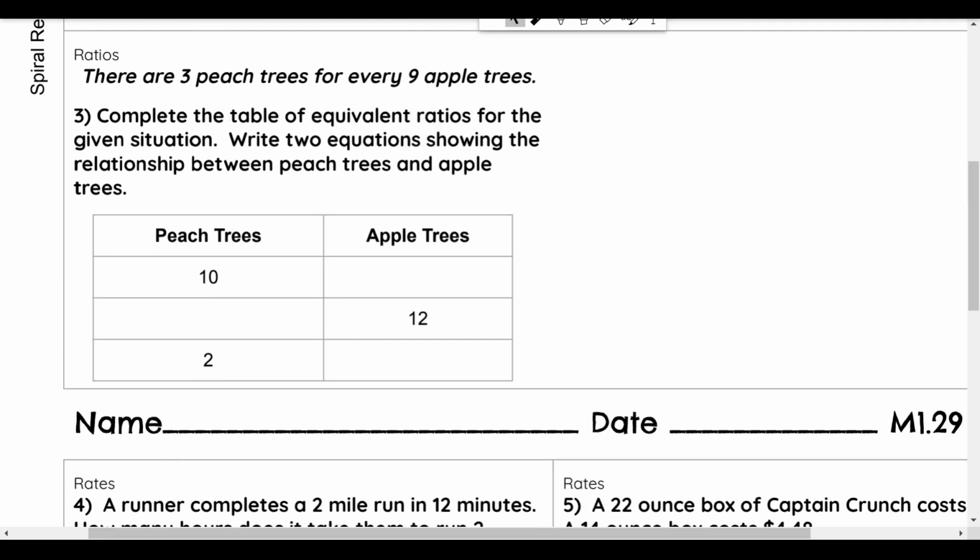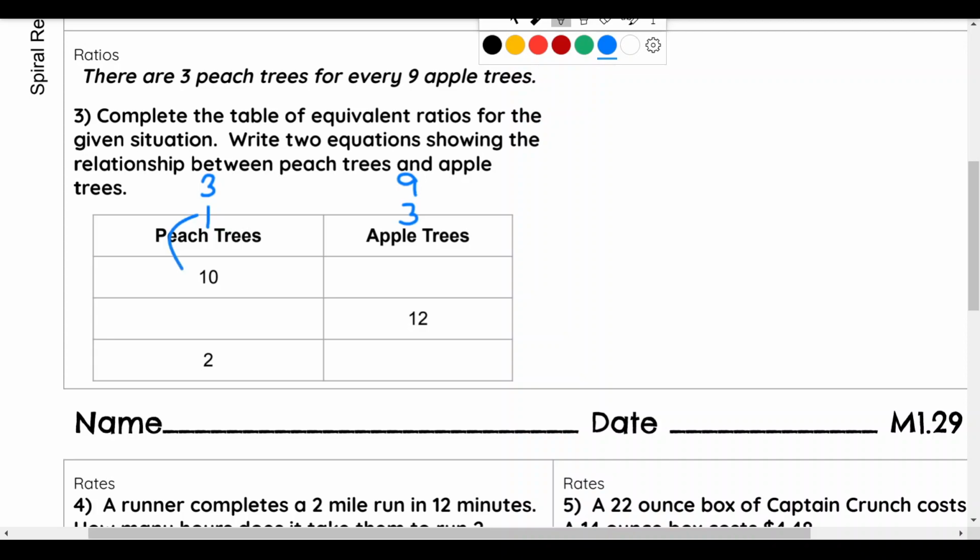Looking at number 3. There are 3 peach trees for every 9 apple trees. Complete the table of equivalent ratios for the given situation. Write 2 equations showing the relationship between peach trees and apple trees. So I've got 3 peach trees, 9 apple trees, and I notice that both of these are multiples of 3. So I will divide them both by 3. 3 divided by 3 is 1, and 9 divided by 3 is 3. Now I can use that information to complete the table.